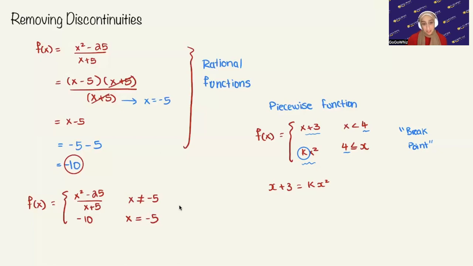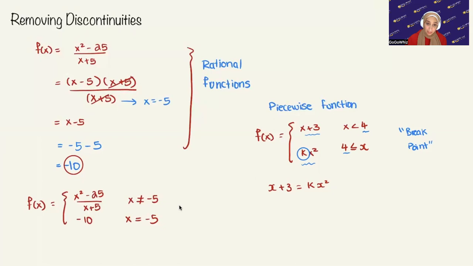That's why we can set them equal, assuming they are continuous, because it's asking what is the value of k that will make this continuous. So we're assuming it is continuous and there is a k value that makes this possible, and we're trying to find this k value. We're going to set them equal and isolate for k.